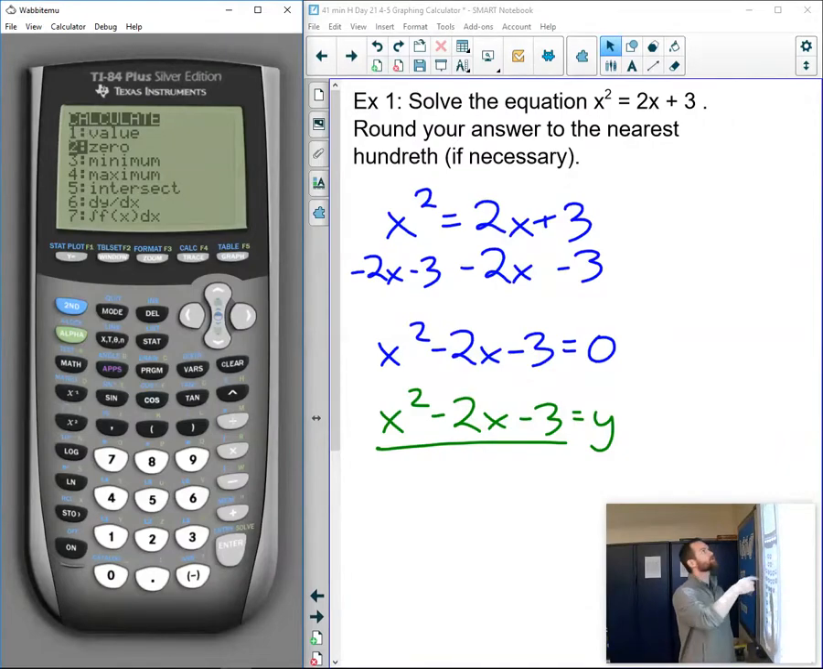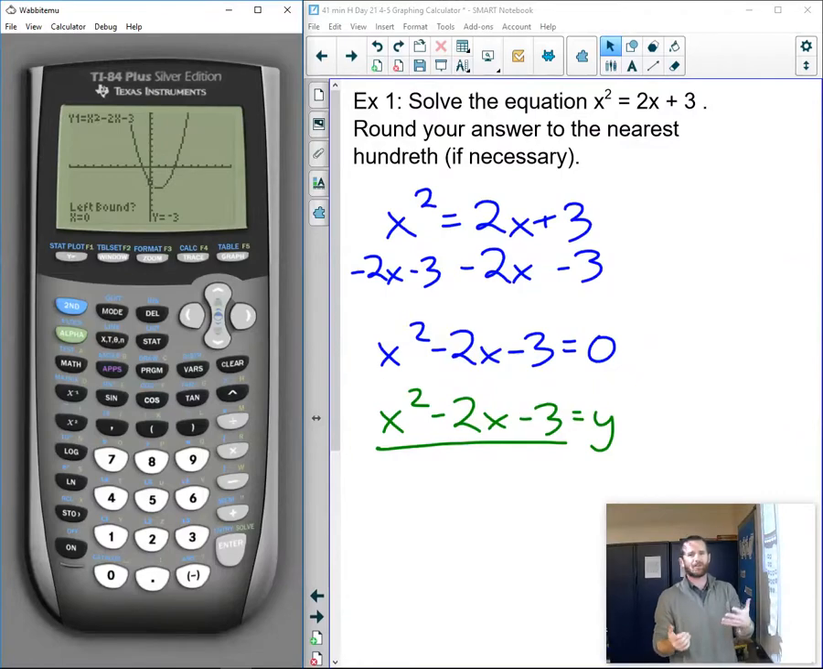And we're looking for the real roots, which are the same thing as the zeros. So I'm going to hit 2, or you can go down and hit enter to get to the zero tool. And now it's going to ask us left bound, right bound, and guess. We talked about this in a previous video, but let's just remind ourselves how to do this.